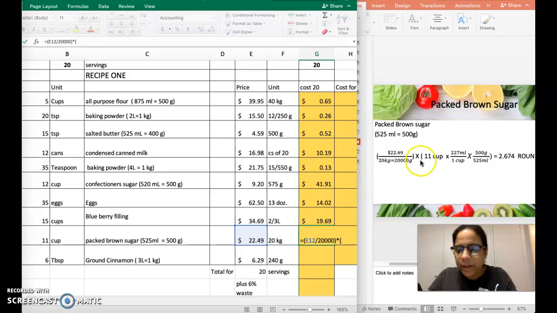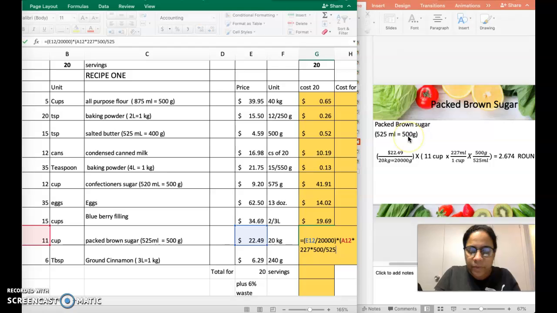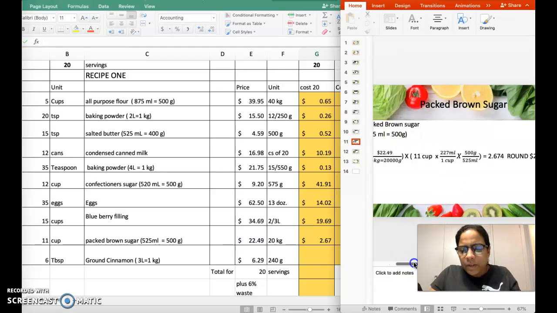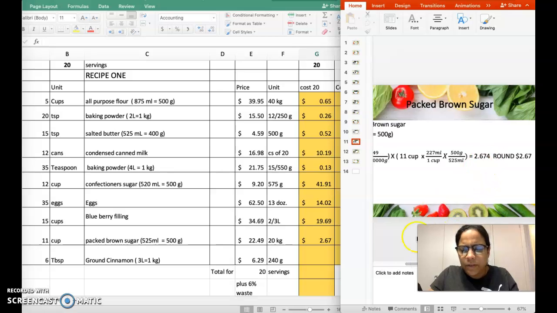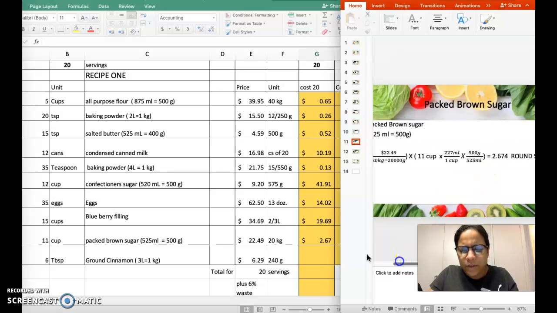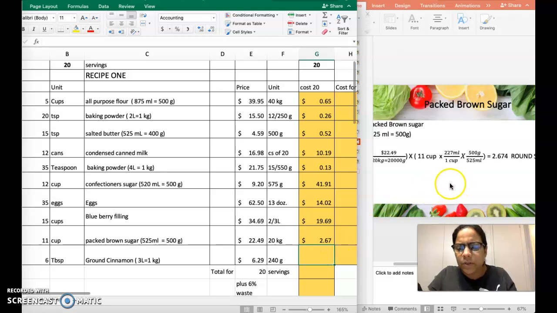Times open bracket, the recipe calls for 11 cups multiplied by, know that 1 cup equals 227 ml, times 500 grams divided by 525. They gave us here the hint, so we just add it here, close bracket. It's 57 to 67, which matches my calculation, my handwritten.